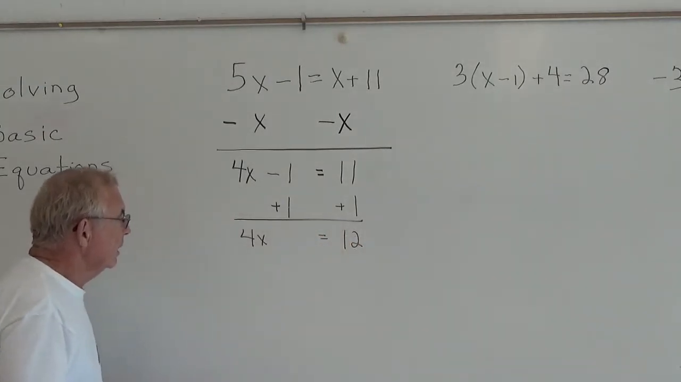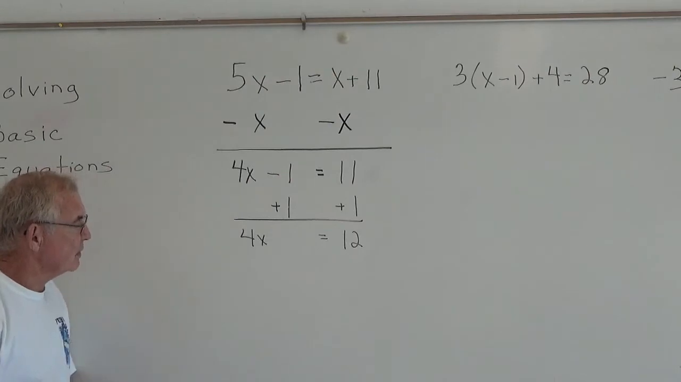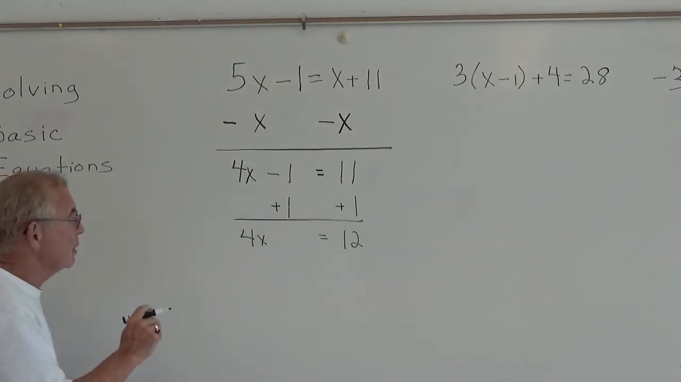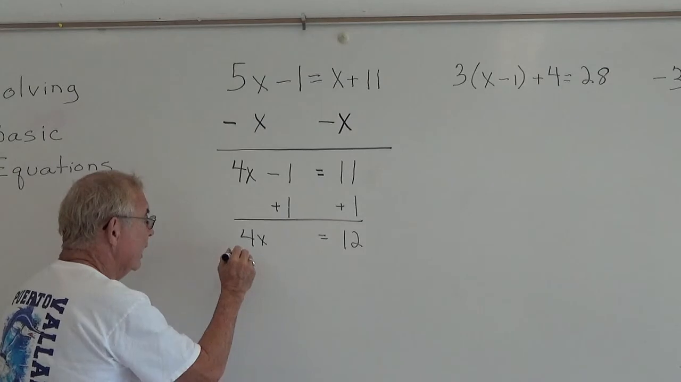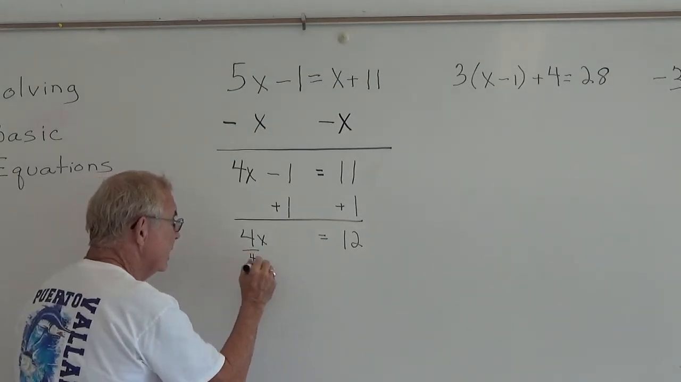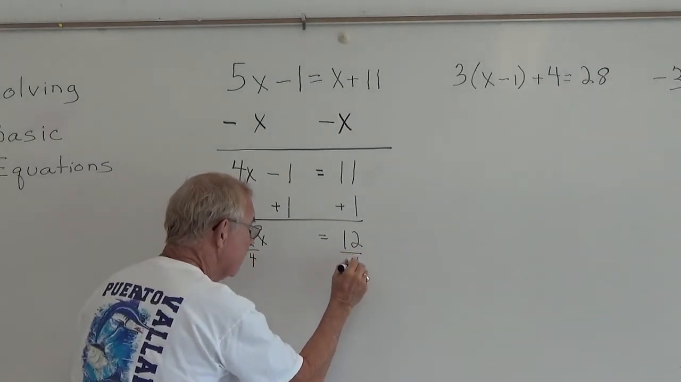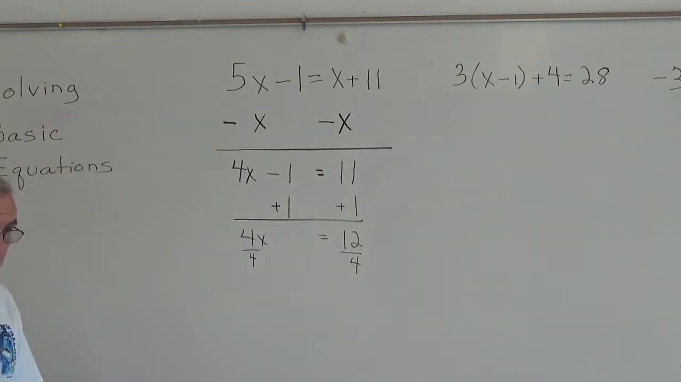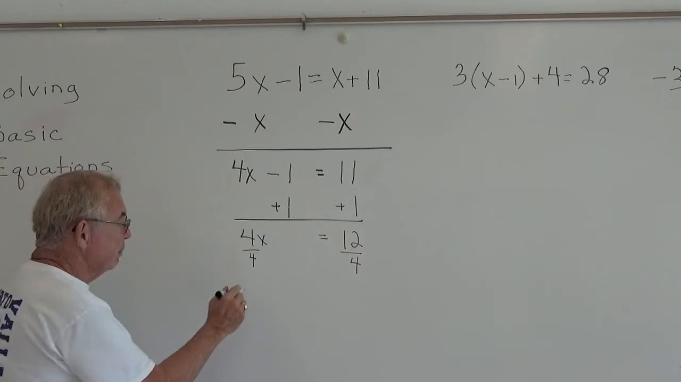Okay. Now, 4 times x. 4 times x is a multiplication. So how do you get rid of multiplication? You take the opposite of it, which is division. So we divide by 4, and that will eliminate the 4. 4 divided by 4 is 1. 1x. You don't need to put the 1.